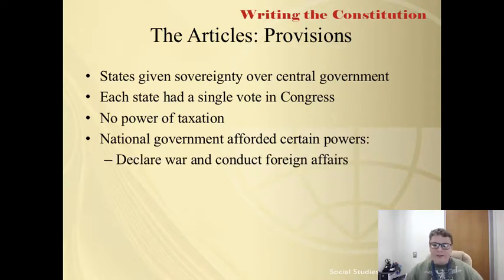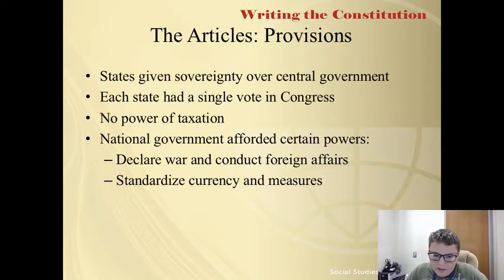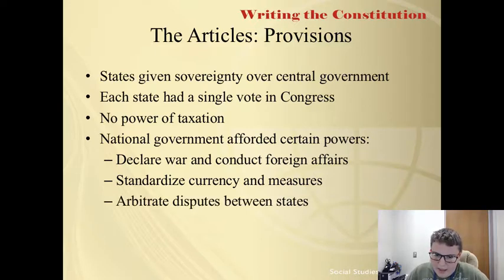However, the Articles of Confederation did give the national government certain powers. Congress had the authority to declare war and conduct foreign affairs. In addition, the national government could define weights and measures, establish a system of currency, and act as a final arbiter to disputes between states.